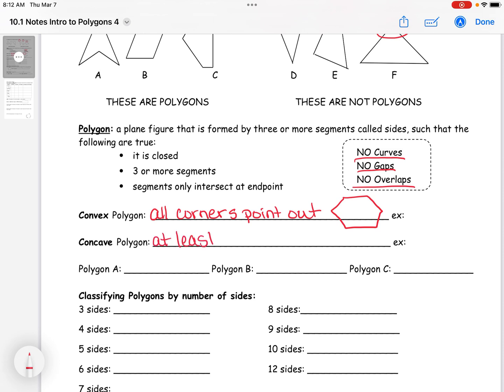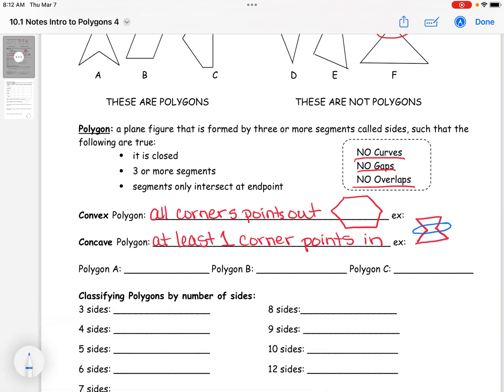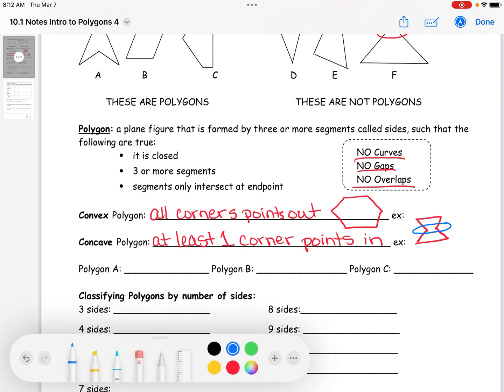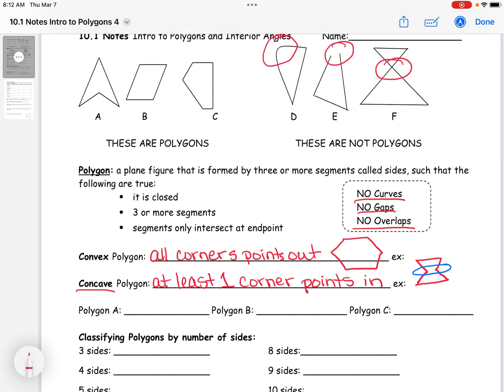A concave polygon has at least one corner that points in. And what that would look like would be, so this right here, both of those angles or corners point in, if you know what I mean, into the middle of the shape. And so that makes it concave. So they make little caves.